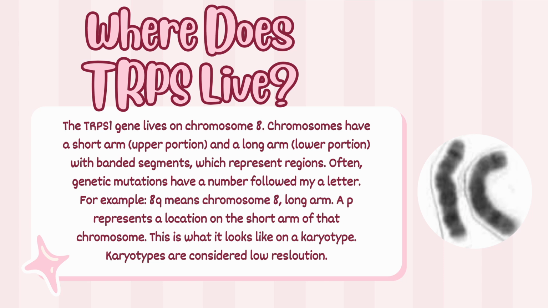What you're seeing is a karyotype of chromosome 8, which is very low resolution, so it doesn't provide a lot of detail. It's useful though, but not for TRPS1. TRPS1 cannot be evaluated by a karyotype. It cannot be seen on a chromosomal microarray. For TRPS, you really need to have the gene sequenced, targeted gene sequencing and other methods.